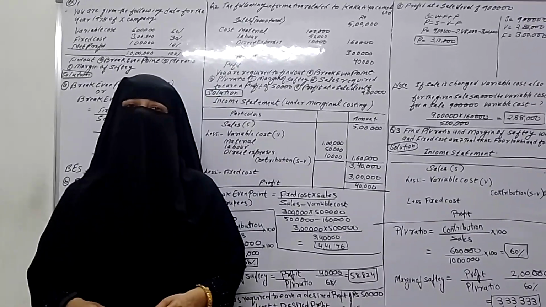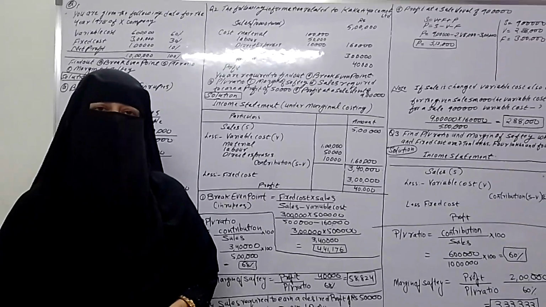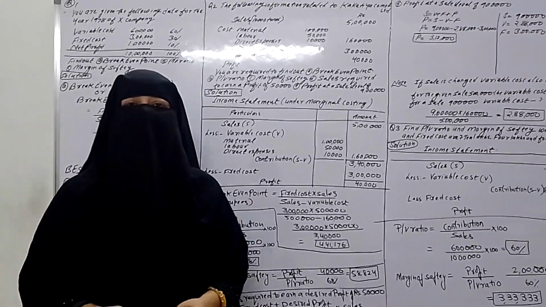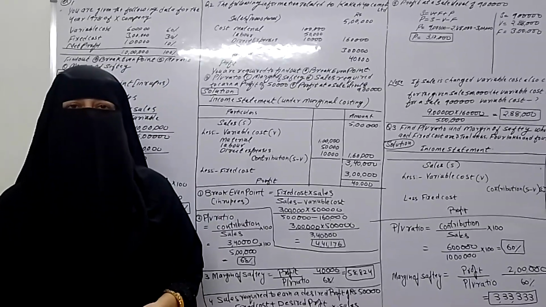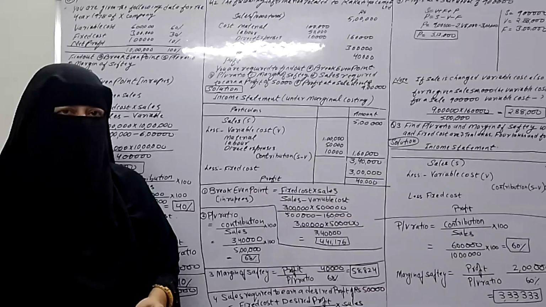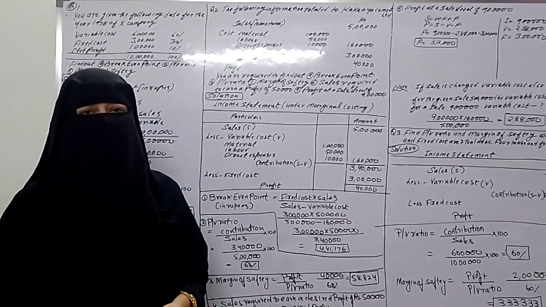Today in this video I am going to explain you the subject cost control and management accounting. The subject cost control and management accounting is for the students of BCom third year semester 6 students. And in this subject I started one chapter, that is marginal costing.